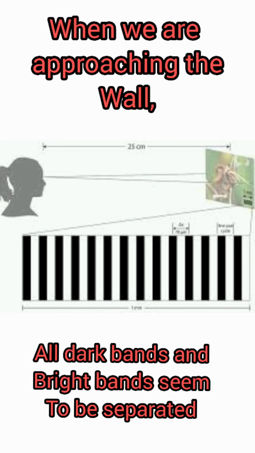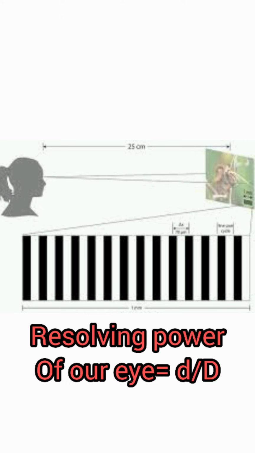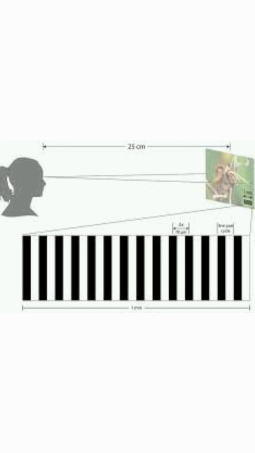Now measure the distance D from the wall and also the spacing between the black bands, d. Therefore, the resolving power of the eye is equal to d by D. In this way we can find the resolving power of our eye.